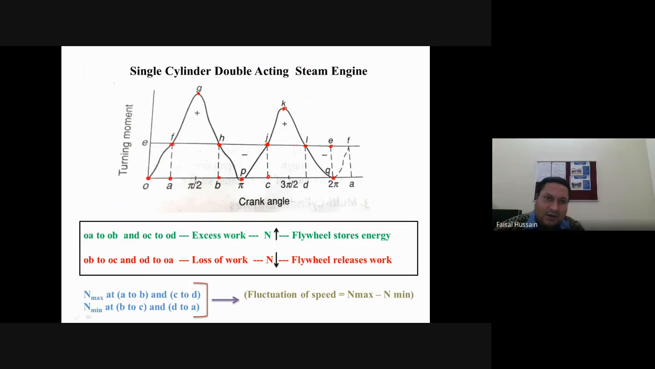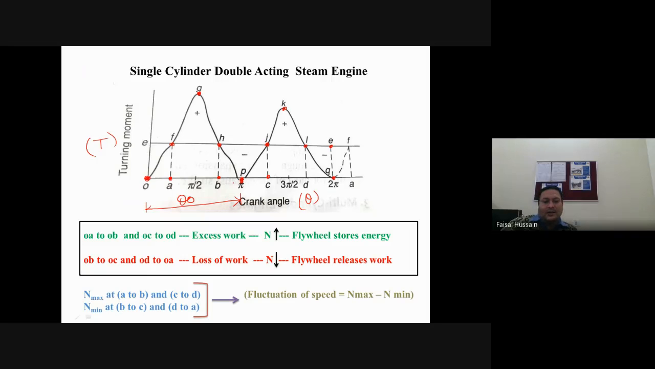So generally, in turning moment diagram, what we do, the inertia effect of the connecting rod is ignored while drawing the T theta diagram. Generally, we ignore it. Now observe this figure, this T theta diagram, and you will find that during outward stroke, this is T and this is theta. Just observe this figure and you will find that OGP, this is your outward stroke.